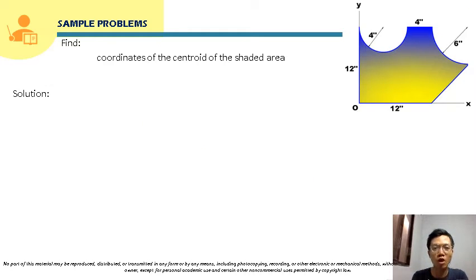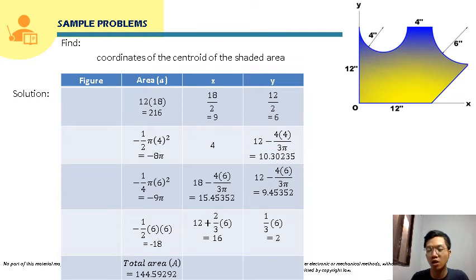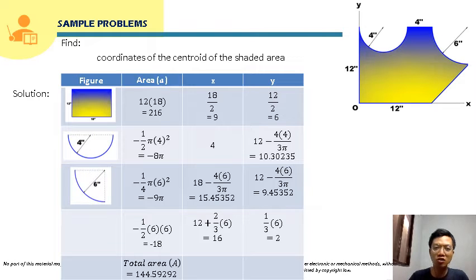So we are going to solve the coordinates of the centroid of the shaded area. To solve this, we are going to construct a table, and we will divide this composite figure into its composite areas. In this case, we are going to draw here the rectangle, its dimension will be 18 and then 12. From this rectangle, we are going to subtract this semicircle, we are also going to subtract this quarter circle, and we are also going to subtract this triangle.